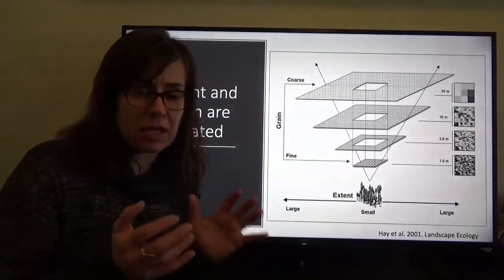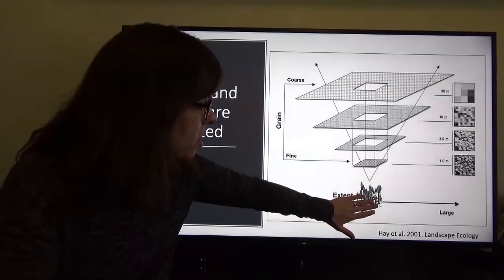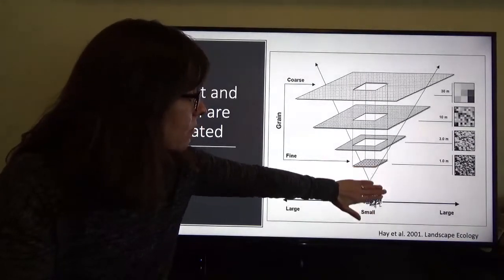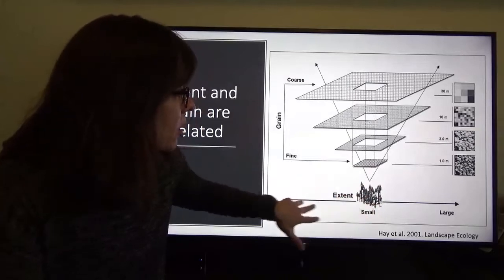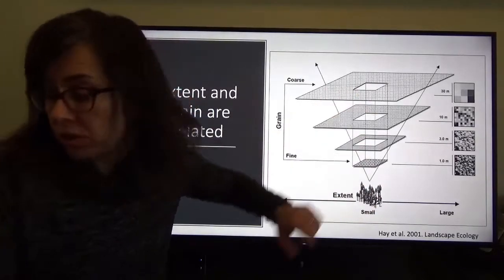pixel sizes. Okay, so we tend to have where you have small spatial extent, use a fine grain. Where you have a large spatial extent, you use a coarse grain.